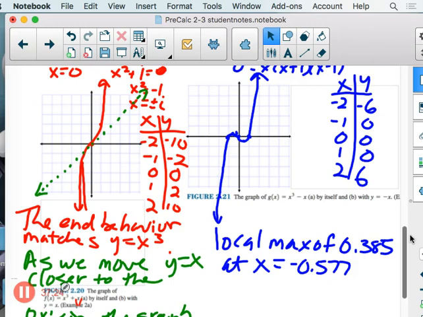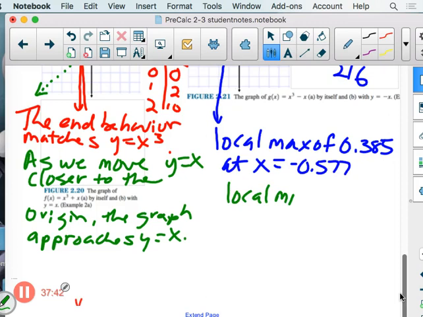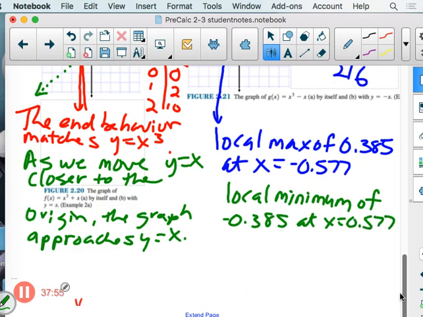So, graphing calculator, please tell me where the minimum is. I'm going to go left side, press enter, right side of the valley, press enter. Well, looky there, nice and symmetric. So, local minimum of negative 0.385 at x equals 0.577. Symmetric, in a linear way. Now I'm going to insert everything.